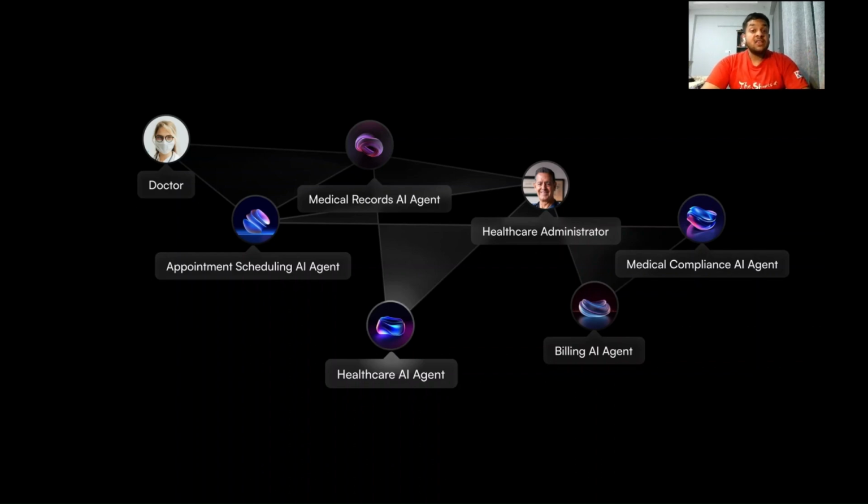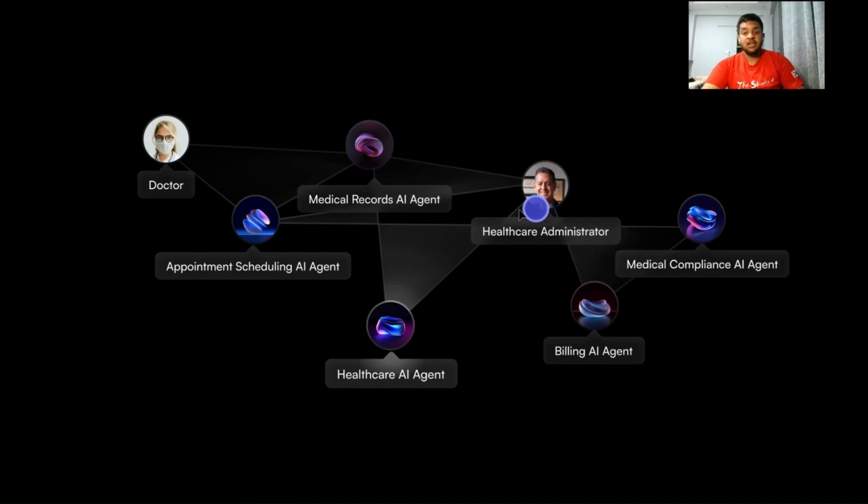Fourth is healthcare AI agent. It basically functions as a central brain. It connects all AI agents. It ensures smooth coordination between medical, administrative, and compliance tasks, and basically acts as a middleware that enables intelligent decision making and task assignment.